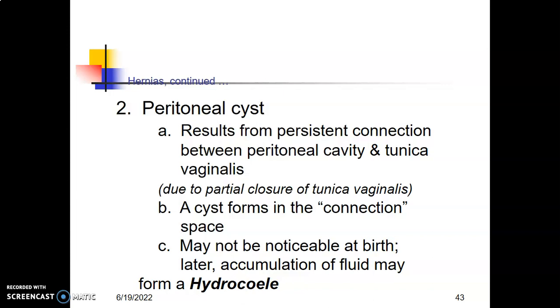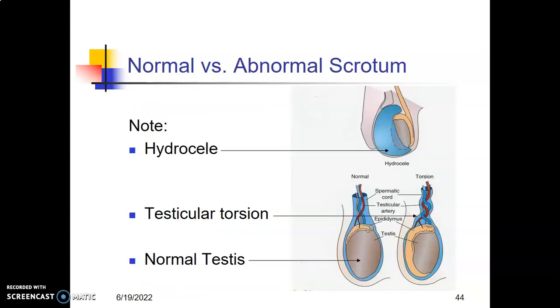We also have peritoneal cysts. When you have this peritoneal cavity persisting, you can form cysts in it, and this may be noticeable at birth. Accumulation of fluid in this peritoneal space can lead to hydrocele. So hydrocele is when you accumulate fluid in the scrotum, in the peritoneal membranes.